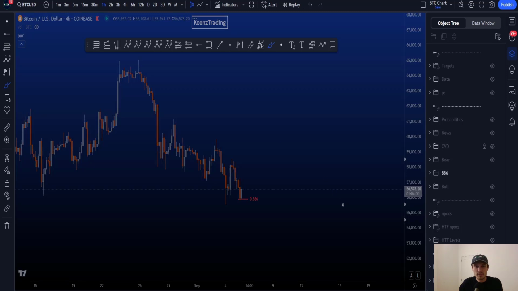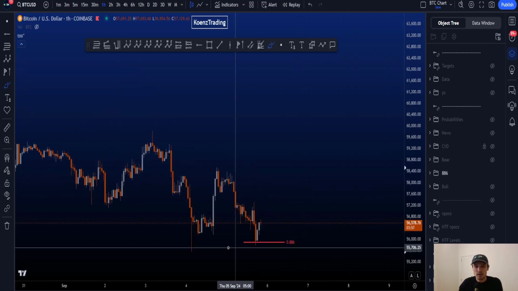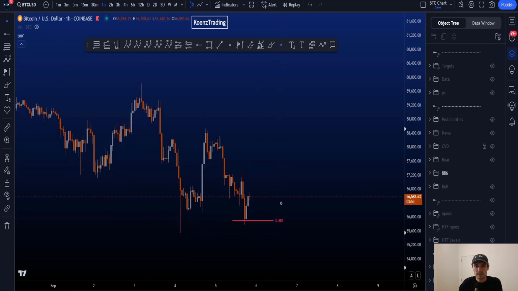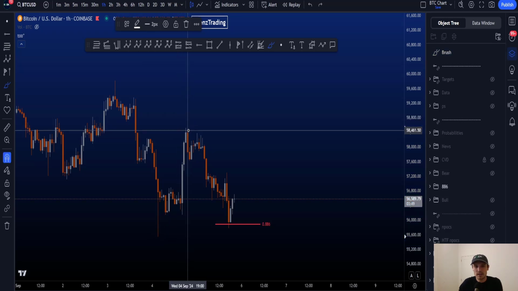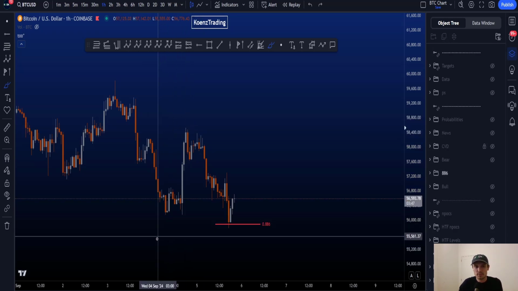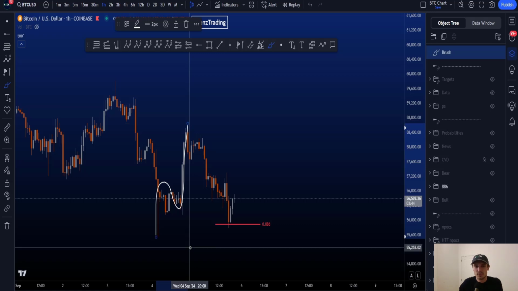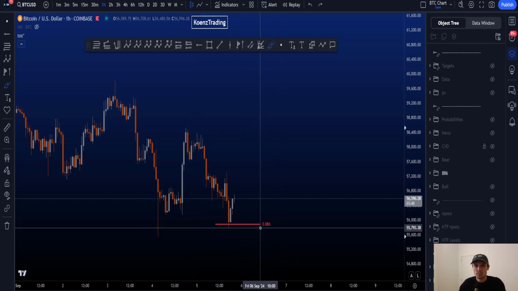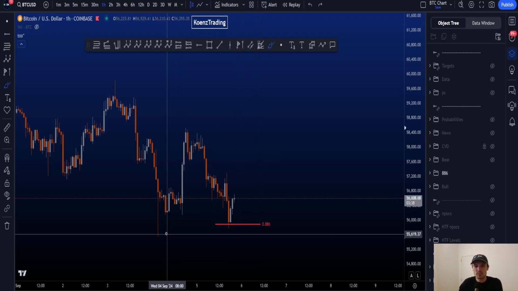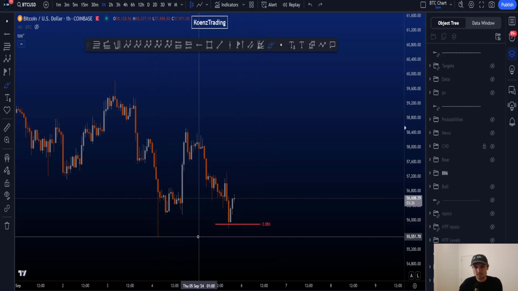Now the probabilities on the 1-hour time frame are also higher for price to take out this low, as we have hit the 886. The 886 here is taken from this low to the high. Now in previous content I've already explained that the probabilities are higher. This is a 3-wave structure to the upside. Hitting the 886 adds more probabilities to that and increases the probabilities to take out this low.